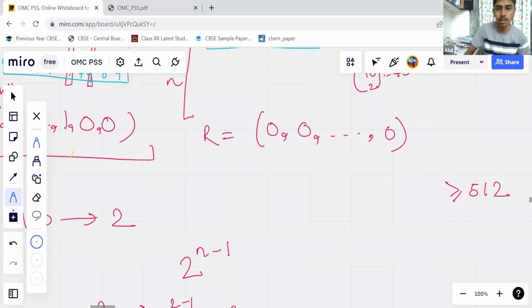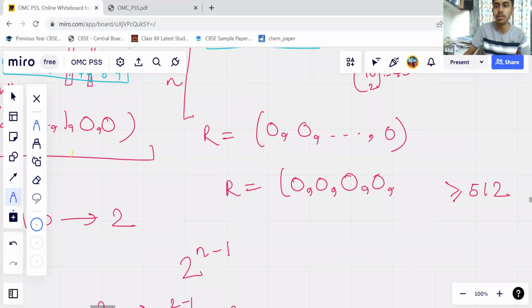So for example, let's take the example when you have 5 rows, 5 columns, sorry. In that case, it's 0, 0, 0, 0, 0.